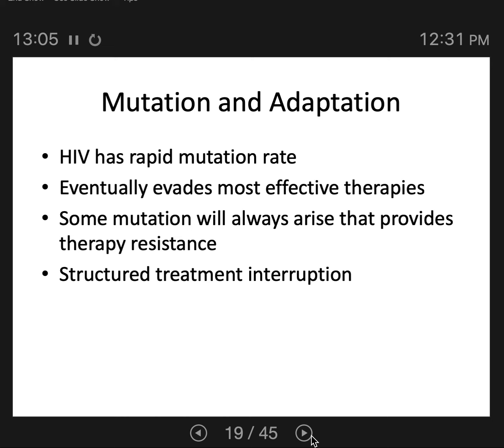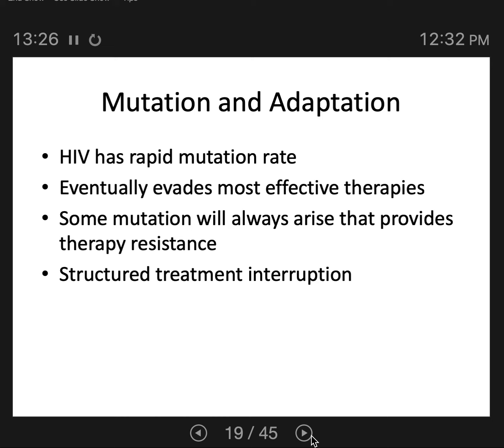But that mutant protein, while it's not doing its job as well, is also resistant to drugs. So you add a drug, now the resistant mutant takes over. If you take the drug away, the resistant mutant isn't going to be favored anymore. The wild type, the drug susceptible one, is going to be the one that does better without the drug. So that's the idea behind structured treatment interruptions.